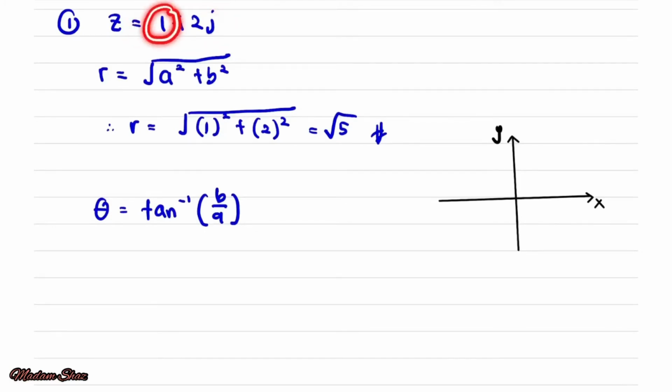1 for the X, which is positive 1. So this is your 1. 2J, whereby your Y is equal to 2. So this is your 2. So from here, origin until your complex number. So Z is equal to 1 plus 2J. So this is step number 2.